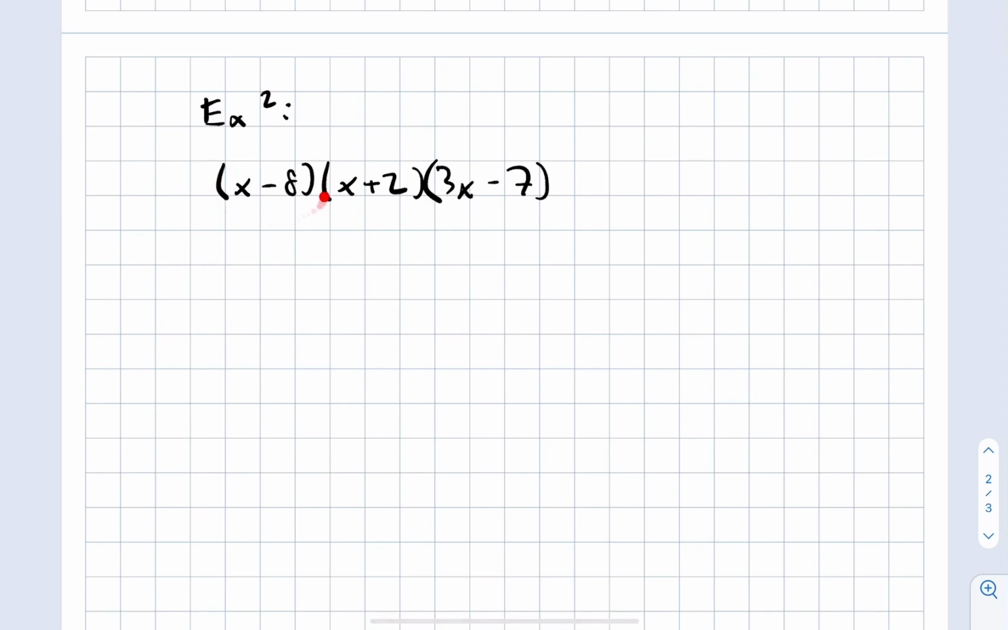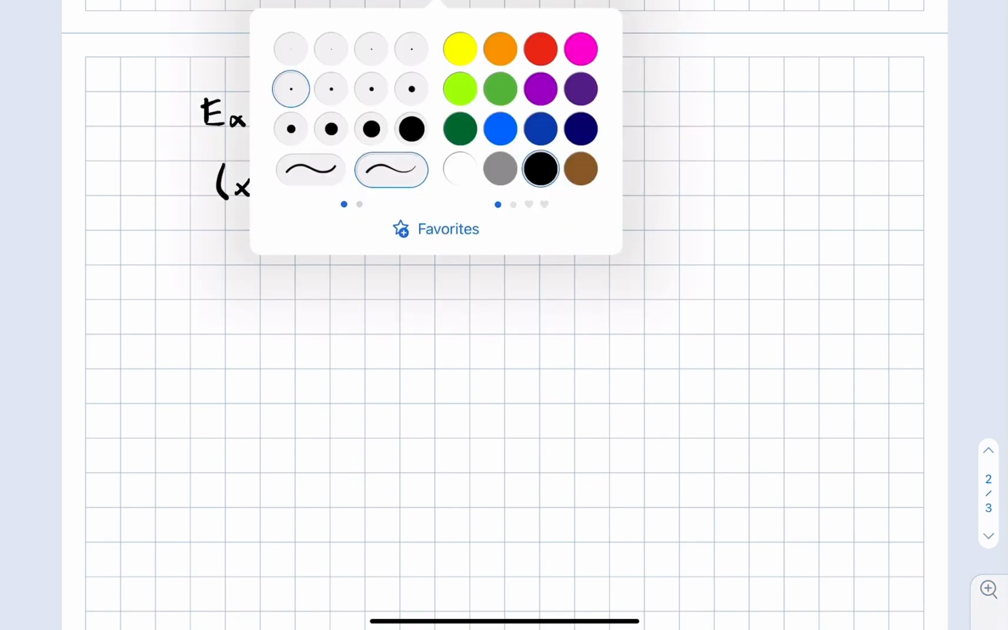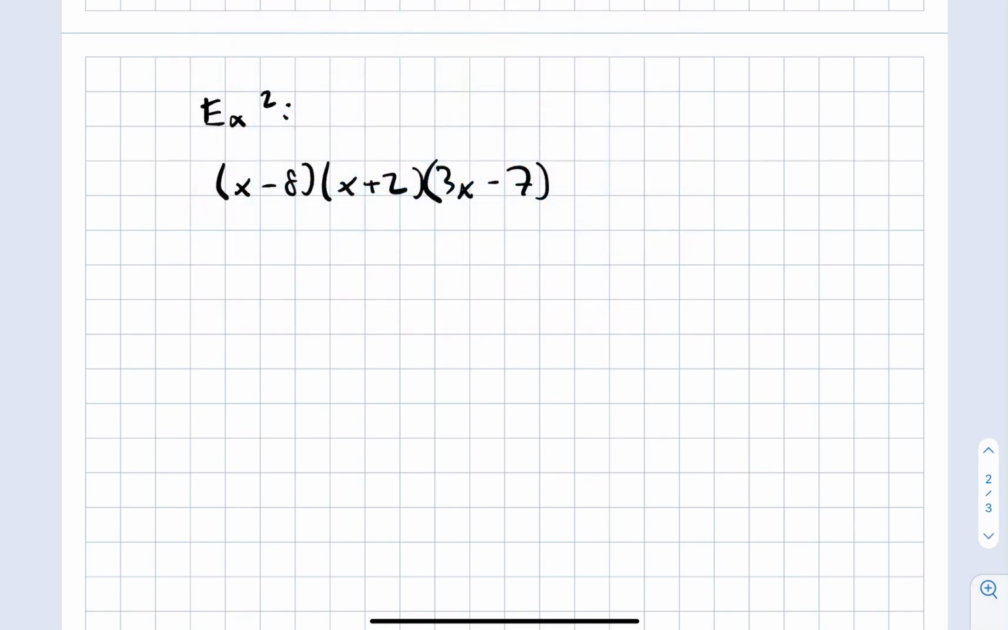Okay, but the order does not actually have to be the case. If you just said, you know what, I want to do this x minus 8 times the 3x minus 7 first, you could do that. That'd be fine. But we'll just go in order here. Okay, and we're going to take this x minus 8 times the x plus 2. And this is kind of basically a FOIL thing going on here.